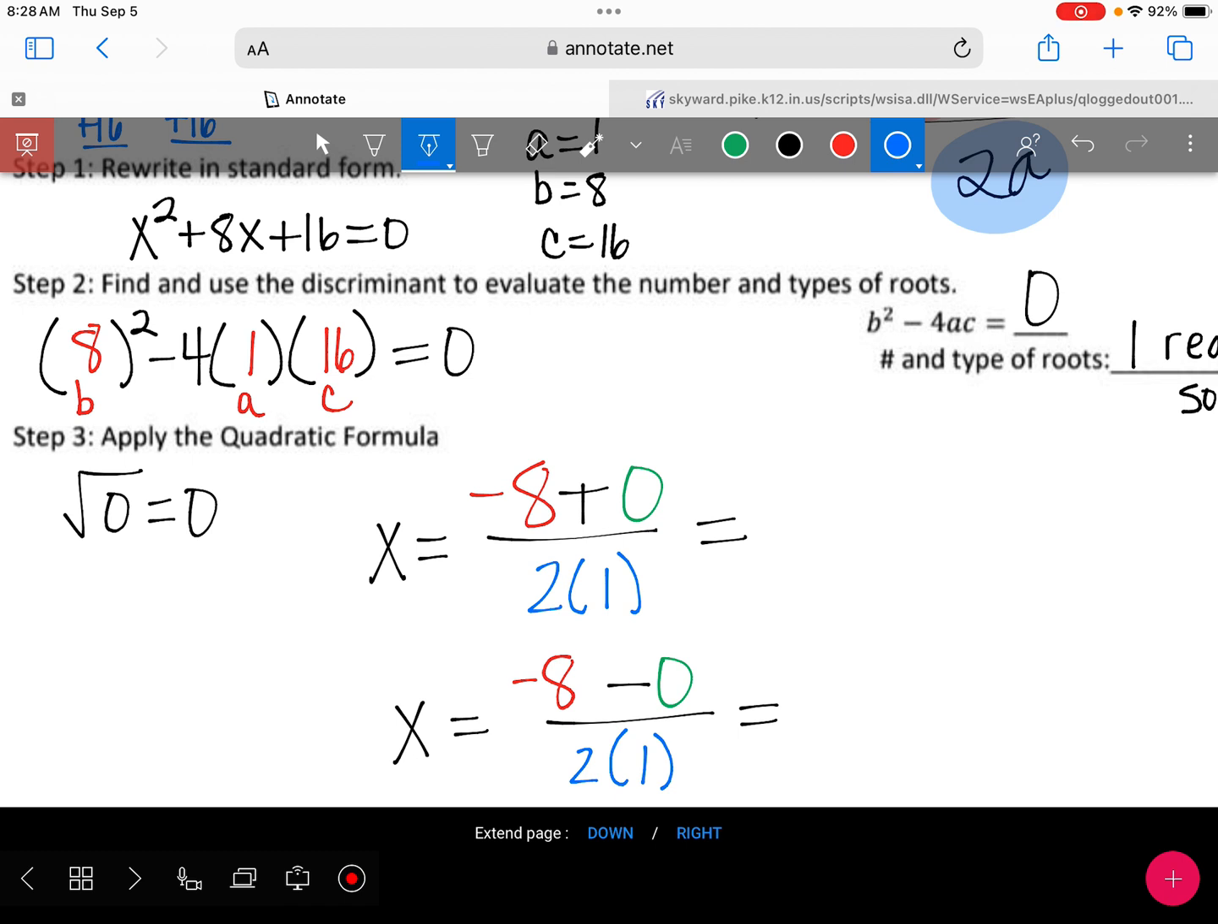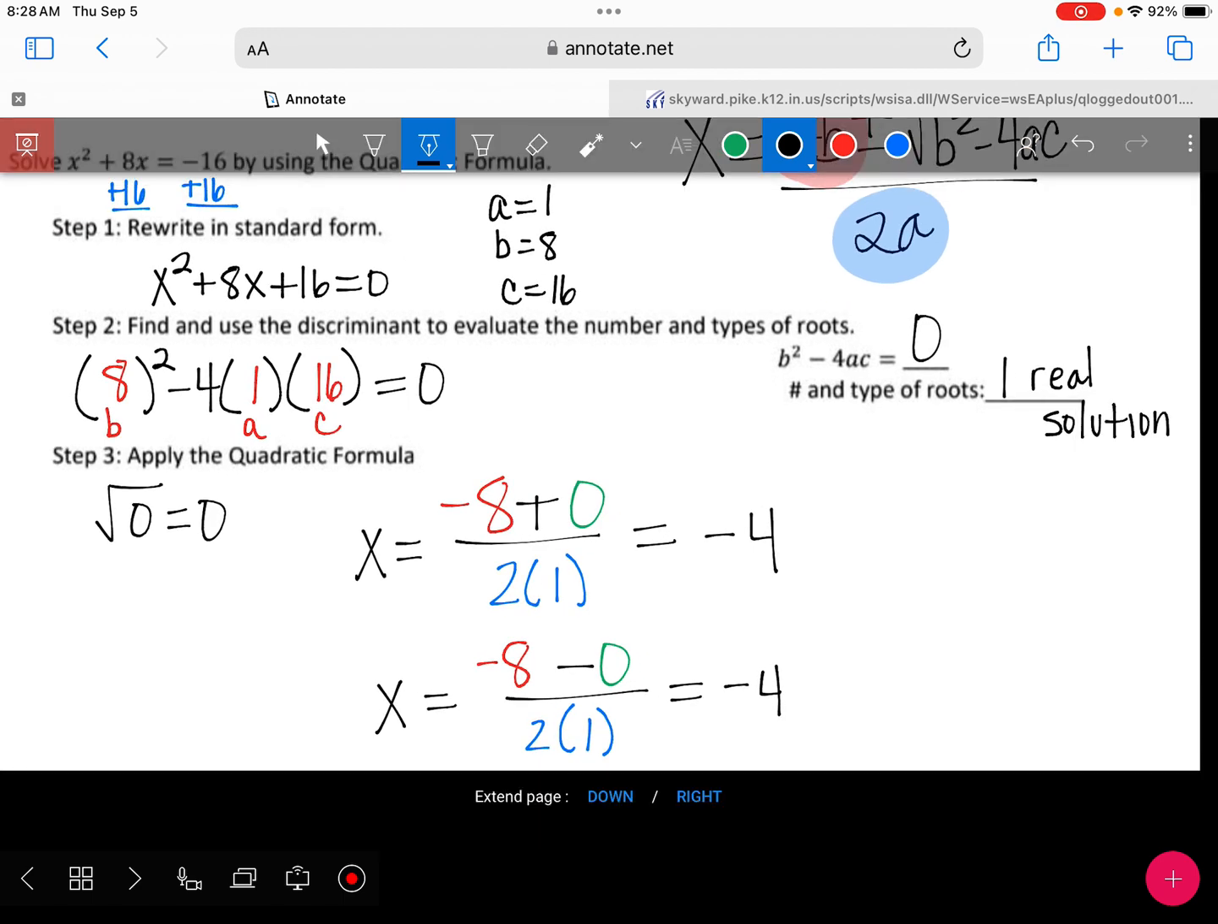So what did you all get? Did you get different answers or the same answer? The same answer. That's why it's only one solution. It's one solution because we get the same thing twice. That's why it's only one solution. And the only solution is x equals negative 4. Anytime your discriminant is 0, the answers will be the same.